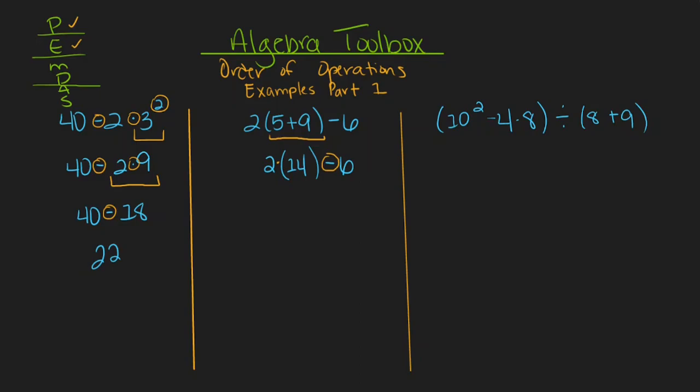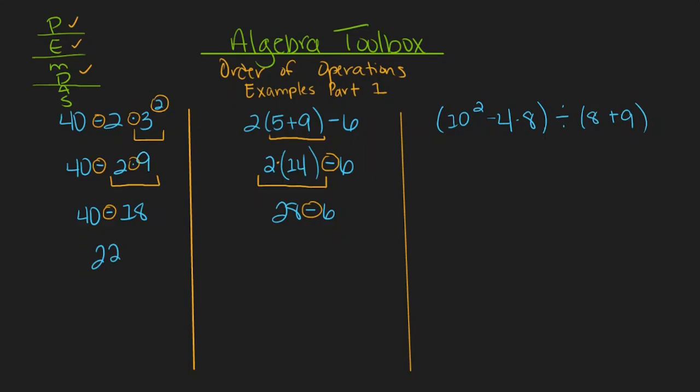Since we're ready for multiplication and division, I know I have to focus on this section, 2 times 14. I can simplify this, so 2 times 14 is 28. And now that that's simplified, I can drop down the remaining parts of this expression, minus 6. Now I'm just down to one last operation, which is subtraction. That tells me that I've finished all of my multiplication and division, so we can finish off with this last operation.